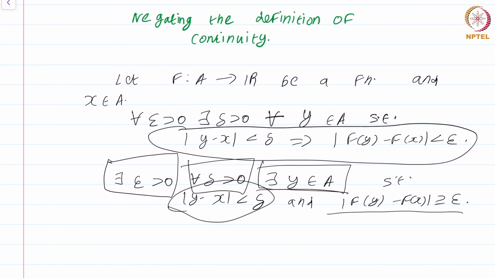So this choice of epsilon plays spoil sport. What this is saying is, no matter what delta you choose, in other words, no matter how close you get to the point x, there is always some other y that is closer to x such that mod f of y minus f of x cannot be brought epsilon close. So this is the formal way of negating the definition of continuity.